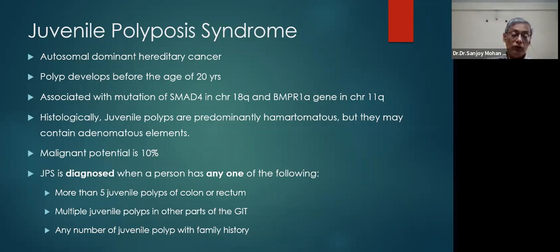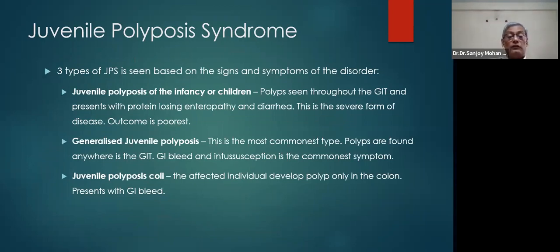So juvenile polyposis, when to diagnose? A person with any one of the following should be diagnosed as juvenile polyposis coli or juvenile polyposis syndrome: more than 5 juvenile polyps in the colon or rectum, multiple juvenile polyps in other parts of the GI tract, or any number of juvenile polyps with a family history. That should be considered juvenile polyposis syndrome.